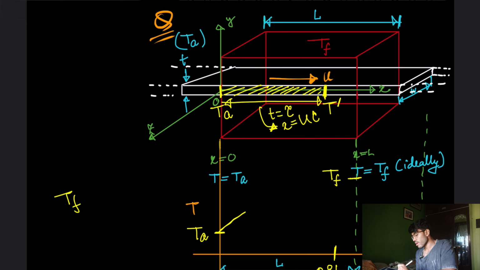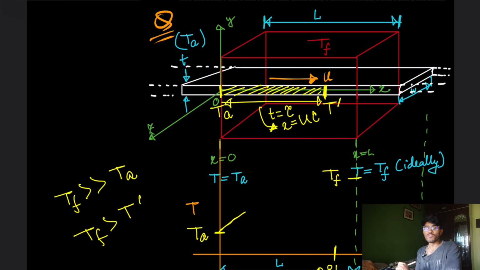So Tf was much greater than Ta, but Tf is not much greater than T dash. It will be greater than T dash, but not very much greater. For example, if Ta is 25 degrees Celsius and Tf is 100 degrees Celsius, then maybe T dash is 70 degrees Celsius. So the difference has decreased significantly.